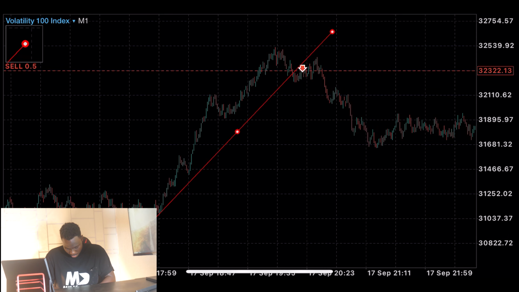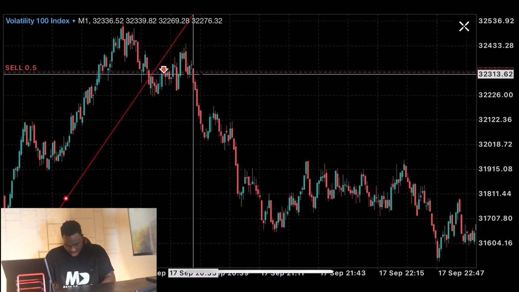So as you can see, that was the breakout, and then I sold the market. So it's just very, very easy. Breakout, resistance, trend line. Your M5 must agree with your 1 hour time frame, or your 4 hours time frame, or your 1 day time frame.